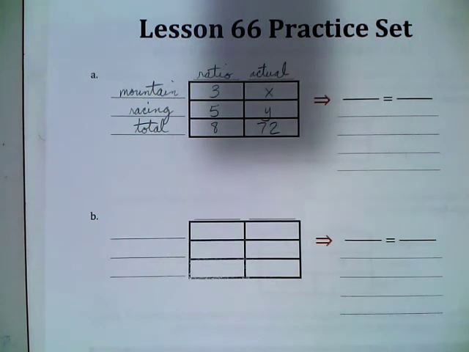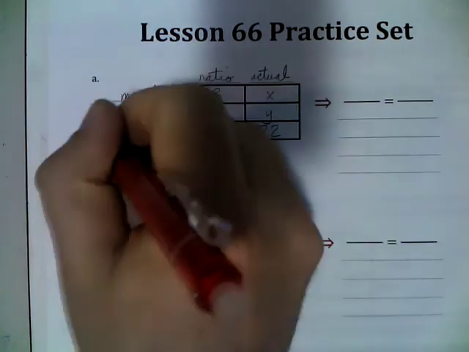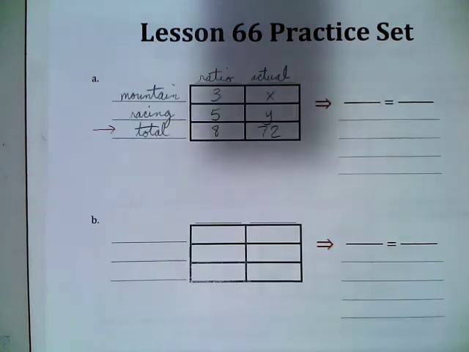So that's my ratio box. Now, I need to consider which 2 rows am I going to use for my proportion. So remember, the first thing we choose is the row that has all numbers. That'll keep me from having 2 variables. So that means we definitely want to use the total row.